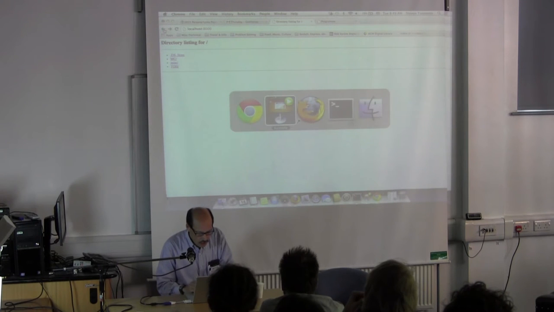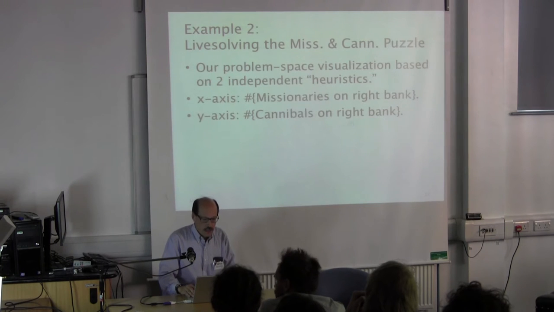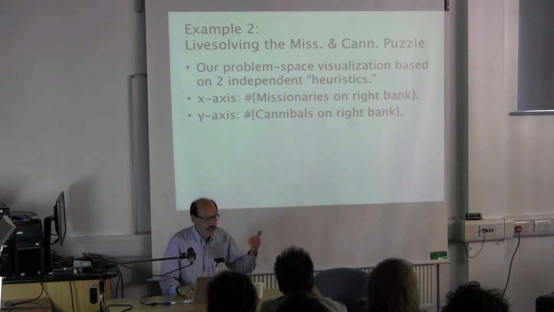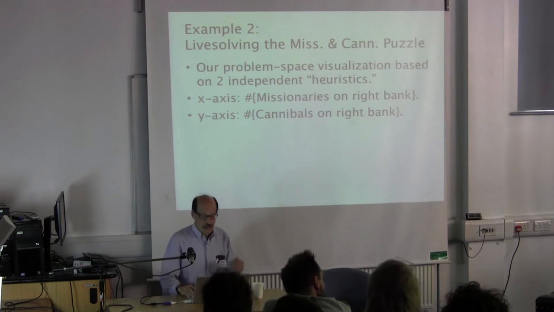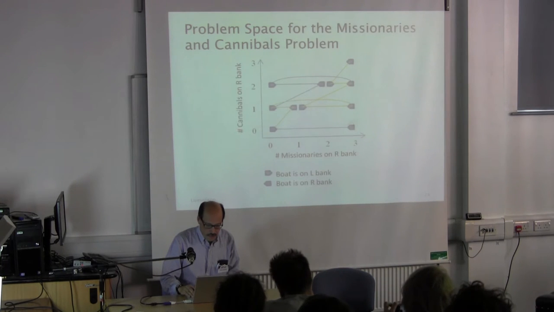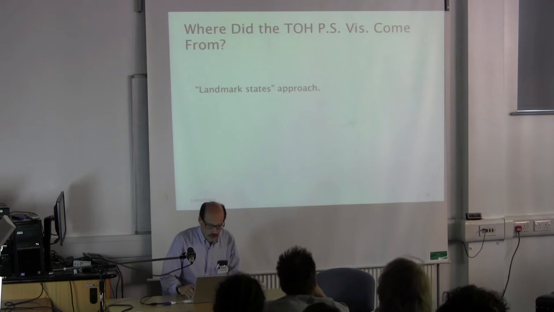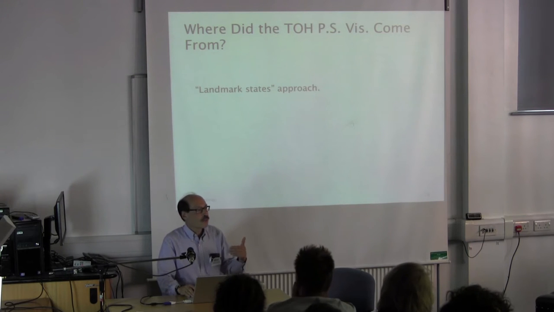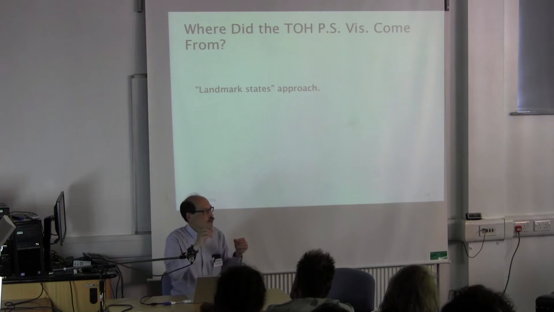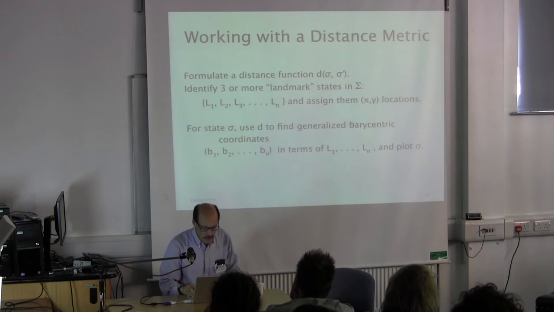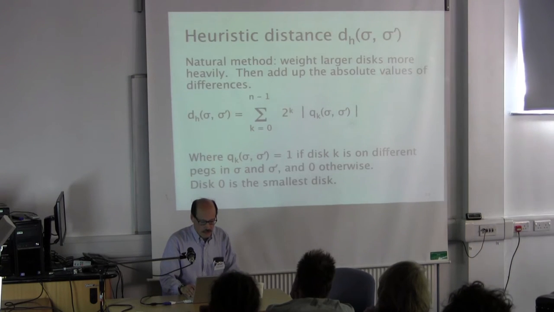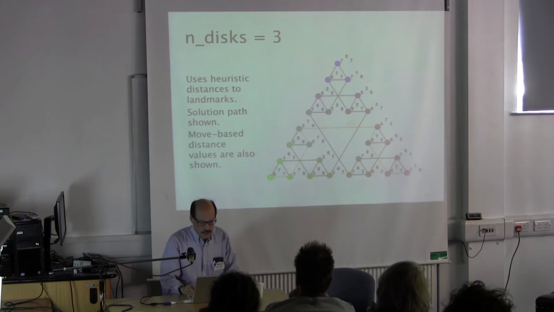Okay, so back to Keynote. The method used to generate this particular visualization was a bit different from that used for the Towers of Hanoi. Here we had two independent heuristics used as the values placed on axes that gave us a way to span our problem space. This is just an example of another way of doing things, whereas the Towers of Hanoi approach was using landmark states plus a certain kind of distance metric that could allow you to find a distance between two states, especially an arbitrary state and the landmark states, and then use generalized barycentric coordinates to place every state on the plane. I won't go through all the details here, but this approach could be extended for other problems.